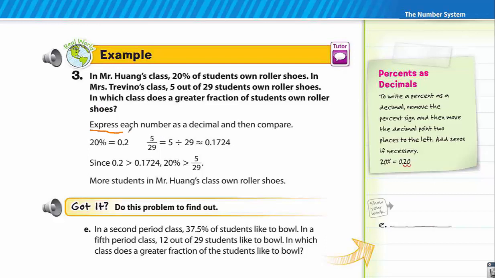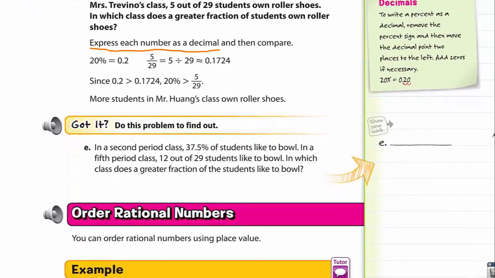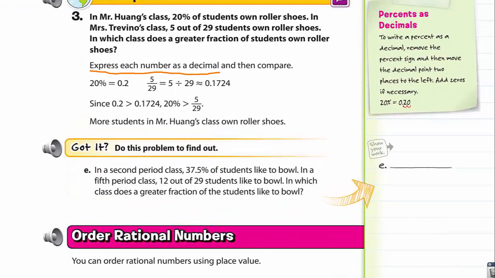Notice that. Express each number as a decimal. It is so much easier to compare things when you put them in the same form. So either both fractions, both decimals, both percents, something like that, but not one of each. So here's a problem. Pause the video. Leave that example showing. Try that got it problem.